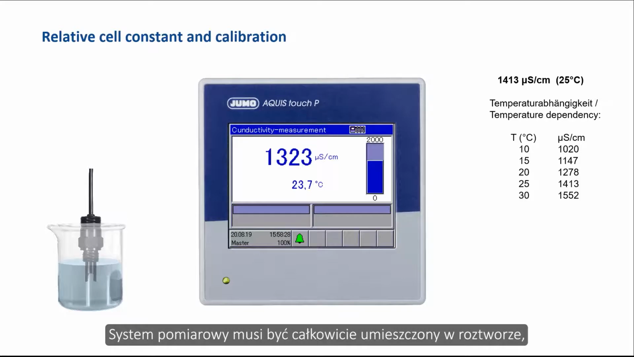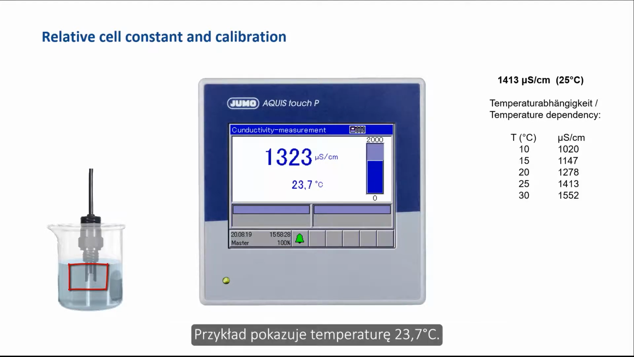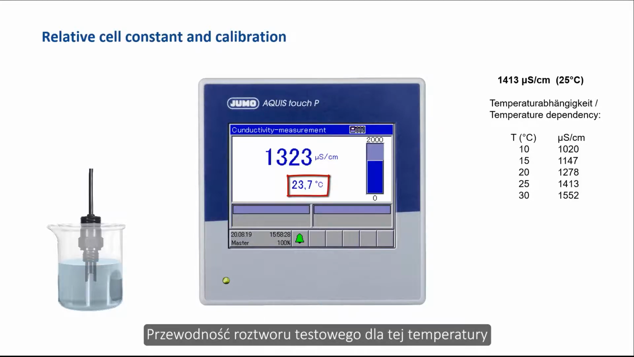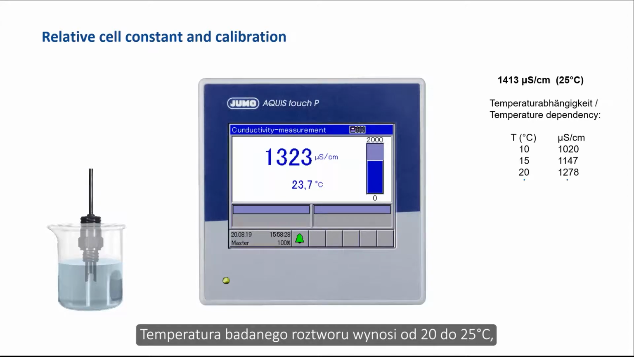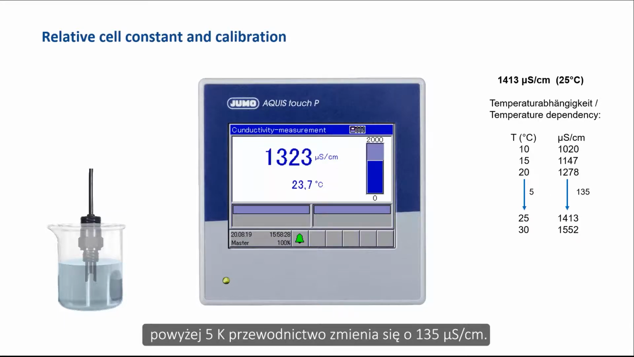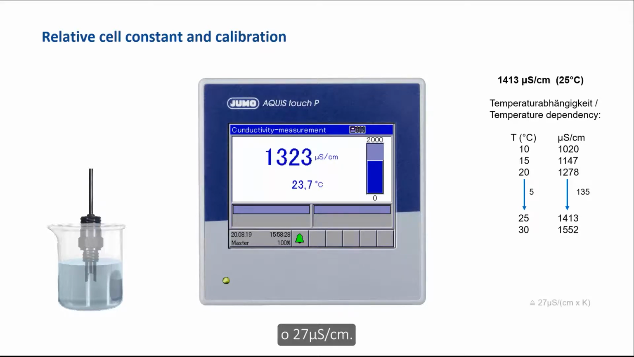The measuring system must be completely in the solution and there must be no air between the electrodes. The example shows a temperature of 23.7 centigrade. The conductivity of the test solution for this temperature is determined by linear interpolation. The temperature of the test solution is between 20 and 25 centigrade. Over 5 Kelvin, the conductivity changes by 135 microsiemens per centimeter. A Kelvin temperature change results in a change in conductivity of 27 microsiemens per centimeter.